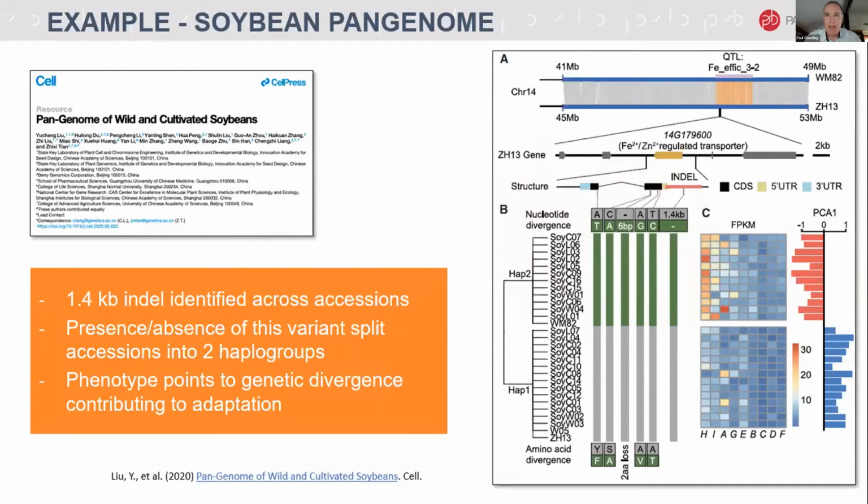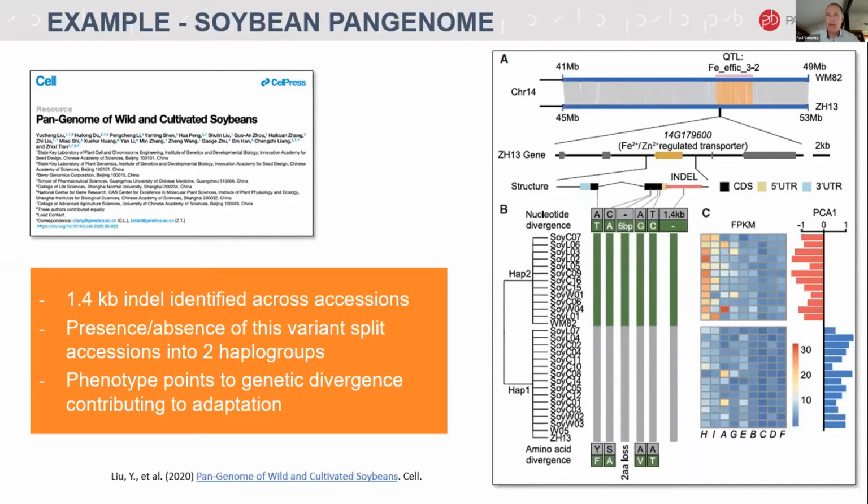This is a paper that came out in Cell where they assessed the pangenome of 26 different accessions of soybean. One thing you should know about soybean is that they can be very susceptible to iron deficiency. The leaves go yellow, they lose productivity through photosynthesis, so not good for the plant at all. Here, the researchers identified a 1.4 kb indel of an iron transporter gene that has also been implicated using a QTL marker for iron uptake ability.